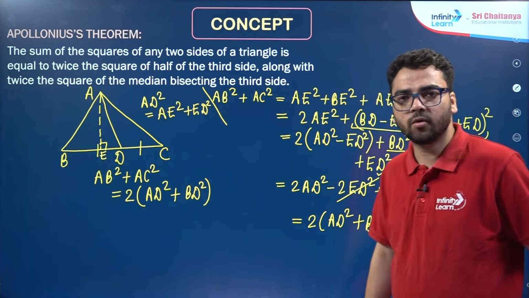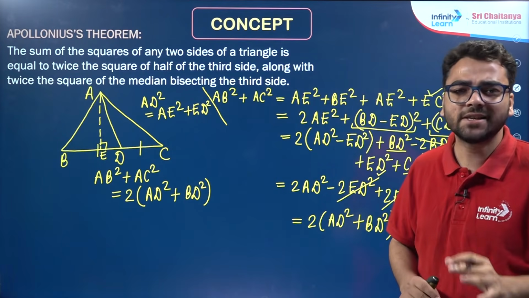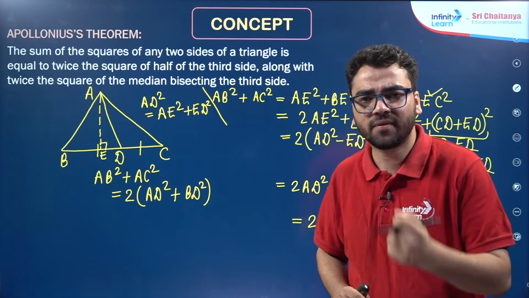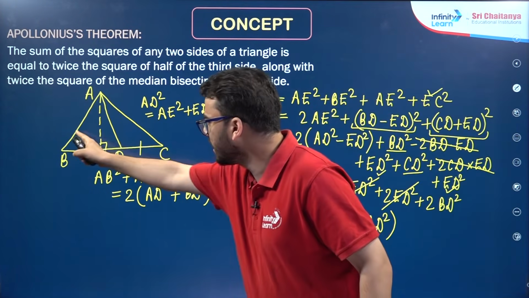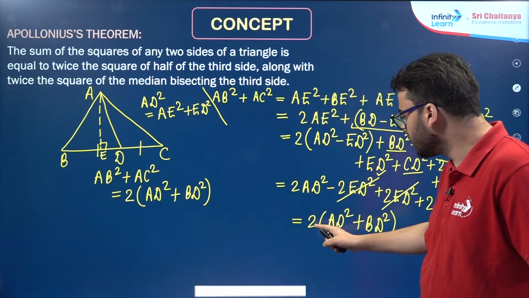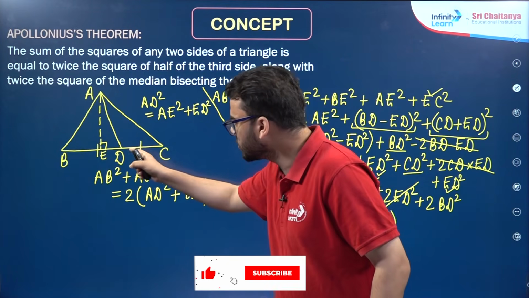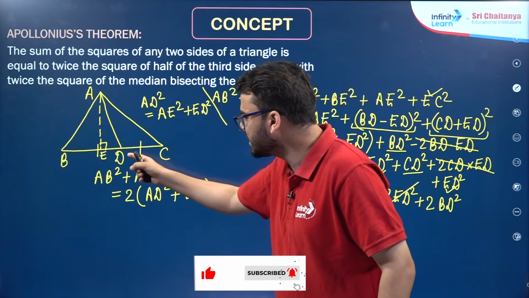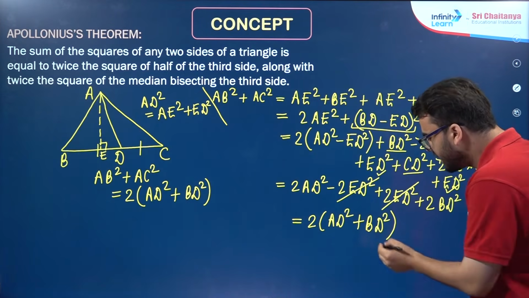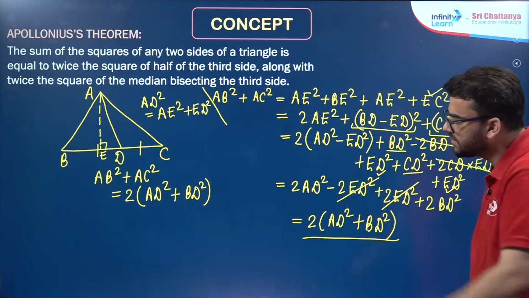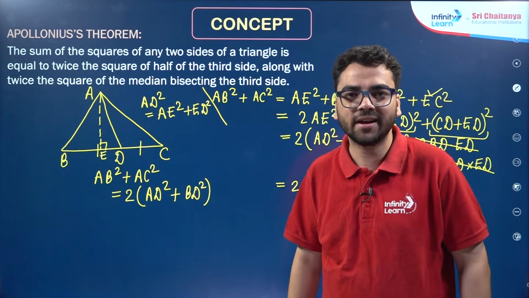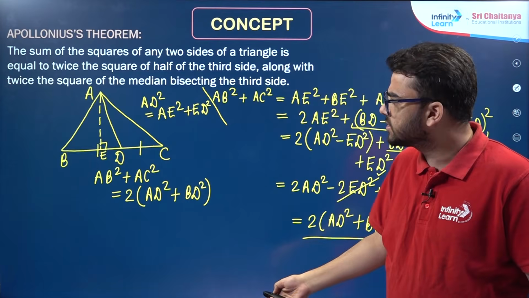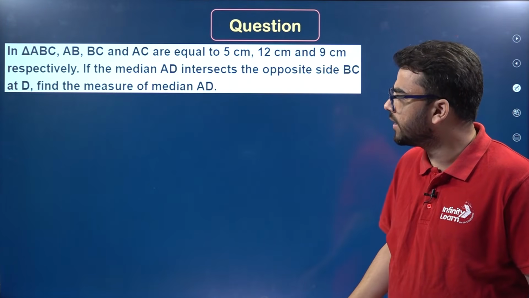That's a very important theorem when only the lengths of the sides of a triangle are given and you have to find the median. So you see over here, AB square plus AC square is equal to 2 times of AD square plus BD square, or you can say CD square as well, because BD and CD are equal. So that is the proof of the Apollonius theorem. You can use it directly to find the length of the median. So let's do a small question on the basis of it.